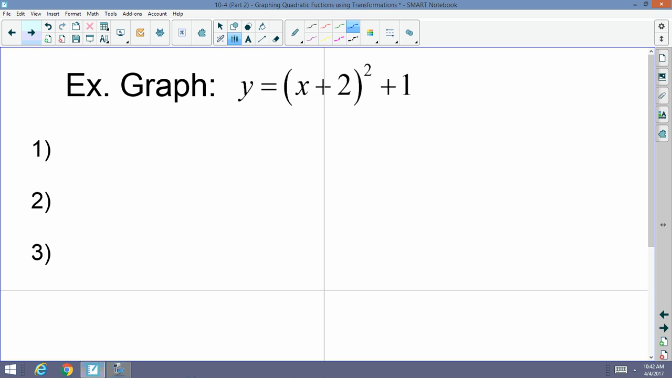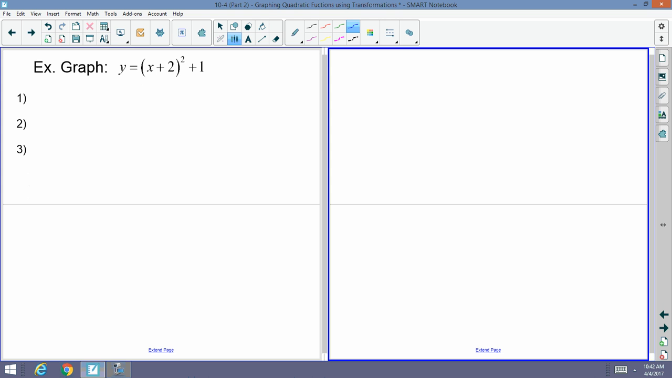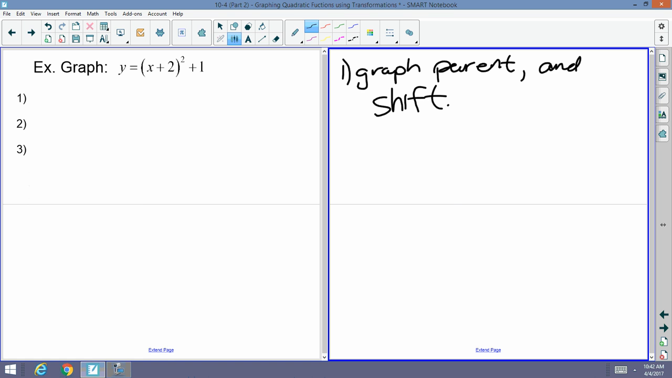The first method that I'm going to teach you, I'm going to open up a new page for it. The first one is what we've already learned. Let's say that I want to graph this same exact function, y equals x plus 2 squared plus 1. Okay, I want to graph that. Well, guys, this looks like a quadratic function, but it's been shifted, correct? So you could always graph the parent and shift. Okay? Graph the parent and shift.